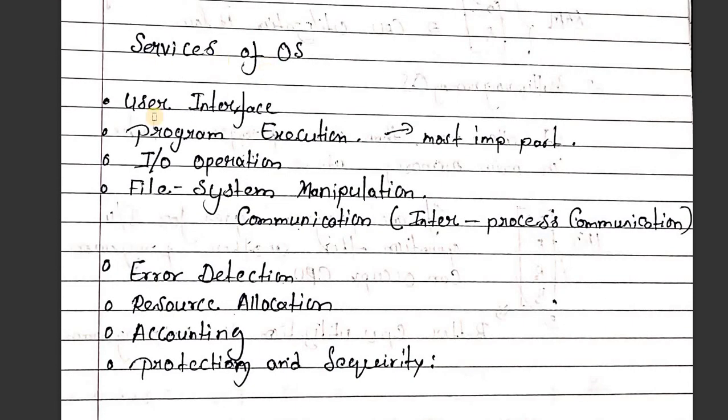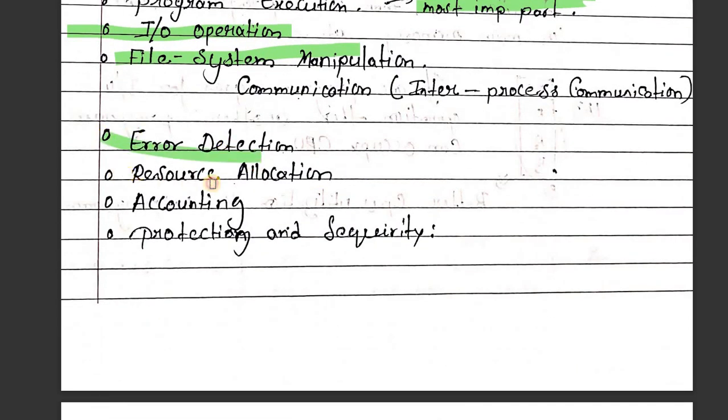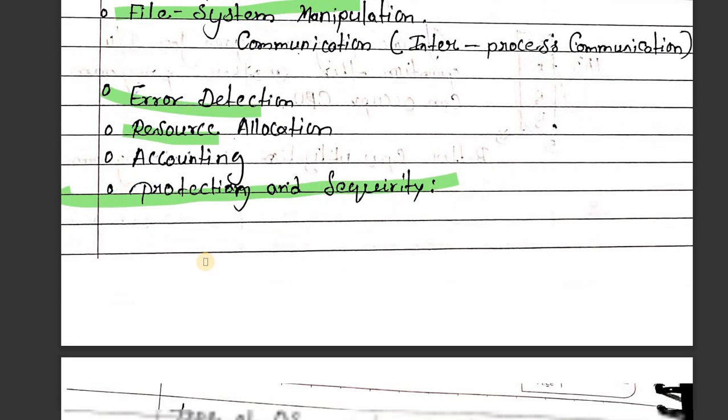The services of an operating system: user interface, providing a user interface for doing tasks. Program execution is the most important part of an operating system. The operating system also provides input output operation, file system manipulation, error detection, resource allocation and accounting, and protection and security, providing security of the computer.